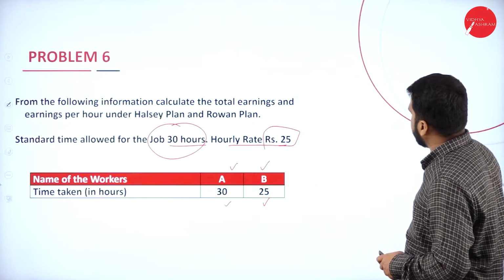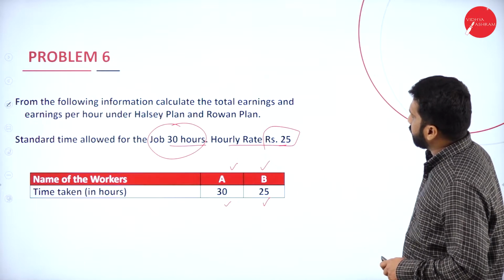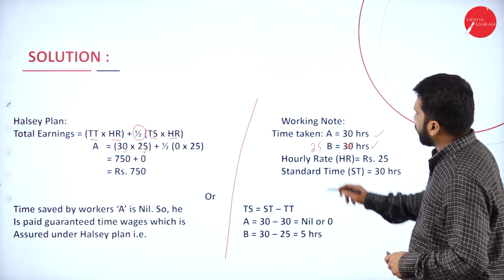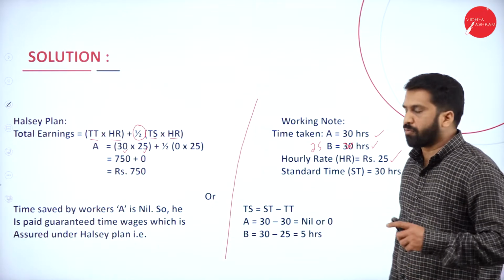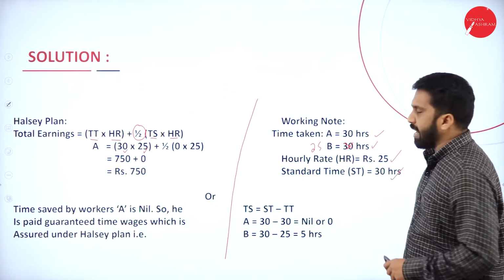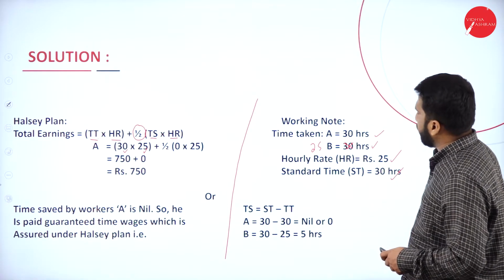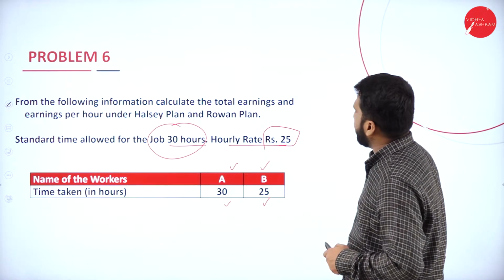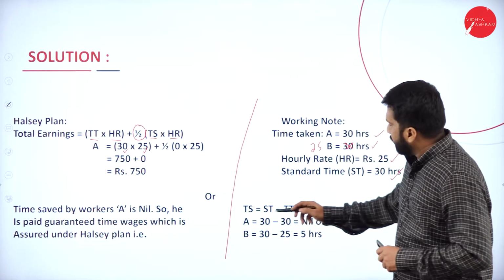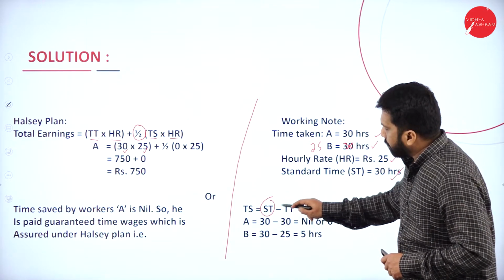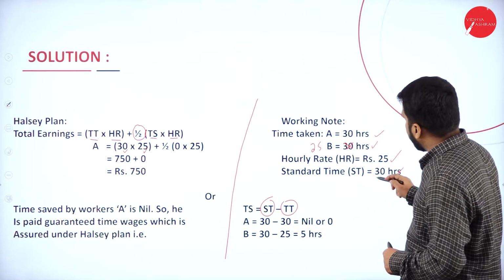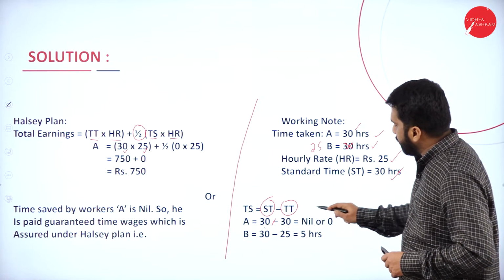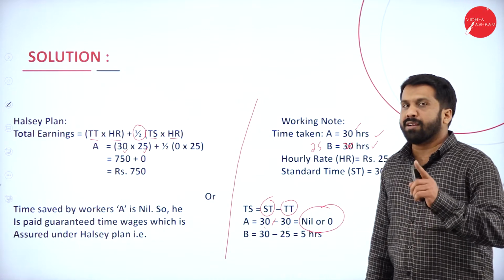And for B, it is not 30 actually. So, time taken by B is 25. Next, hourly rate is how much? Hourly rate is also 25. Standard time we call 30 hours. How come it is 30 hours? In the question paper, they have given the standard time as 30 hours. Now, your time saved is standard time minus time taken. What is your standard time? 30. What is time taken by the first person? 30. 30 minus 30, your time saved is 0 for the first person.